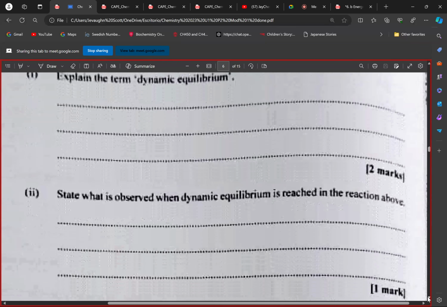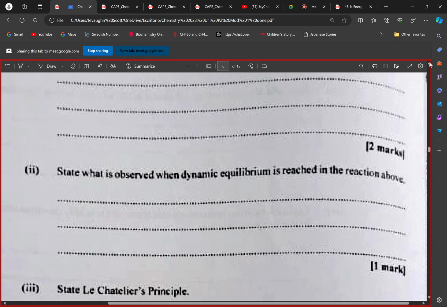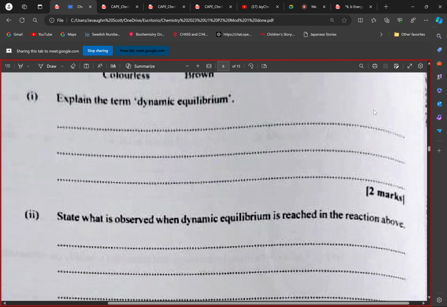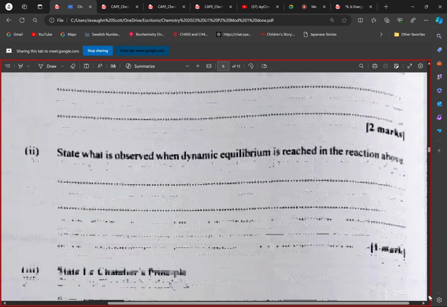State what is observed when dynamic equilibrium is reached in the reaction above. What is observed? I'm not sure, but would you have a brown color? Describe the tinge of brown. Would it be a dark brown, a slight brown, maybe a shade of light brown? Light brown, yes. Lovely. Would it change or would it remain constant, that light brown? It would remain constant. Alright.